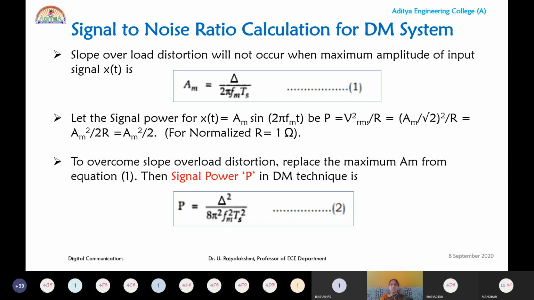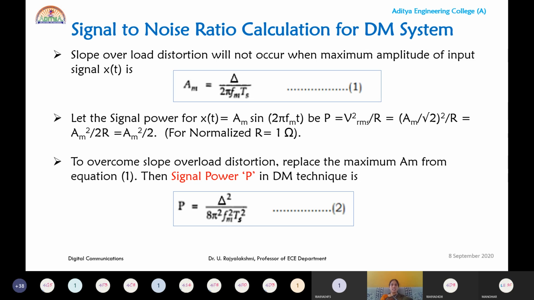Okay. So what is the first point that we derived? Slope overload distortion will not occur when the maximum amplitude of the input signal Am is less than or equal to delta by 2 pi fm Ts. Now, if Am is equal to delta by 2 pi fm Ts, that is the maximum amplitude of input signal so that distortion will not occur. But if Am crosses delta by 2 pi fm into Ts, you will get slope overload error.